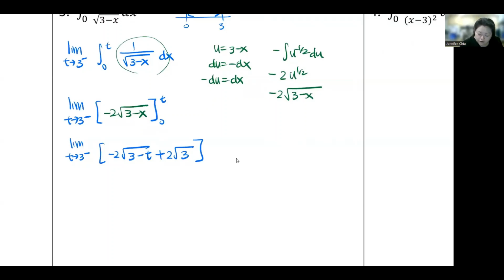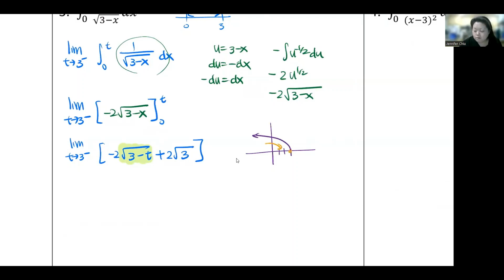You are trying to figure out this limit right here. If you recall, the graph of that looks something like this. You have the square root of 3 minus t. Your equation goes like this, right? So that's why we need the one-sided limit. We're approaching 3 from the left-hand side, we get a 0.